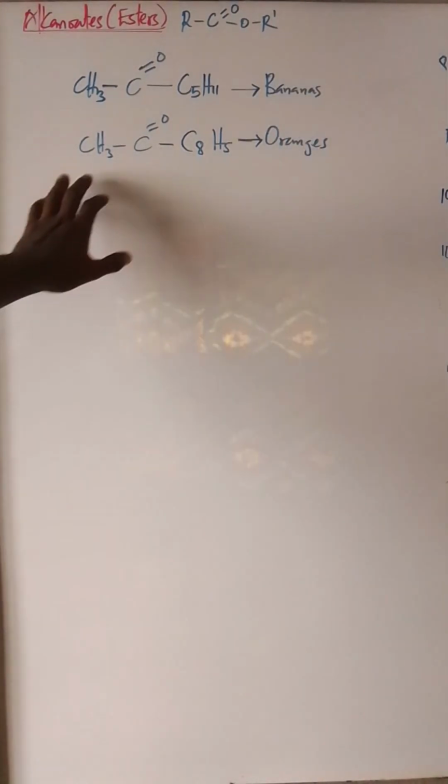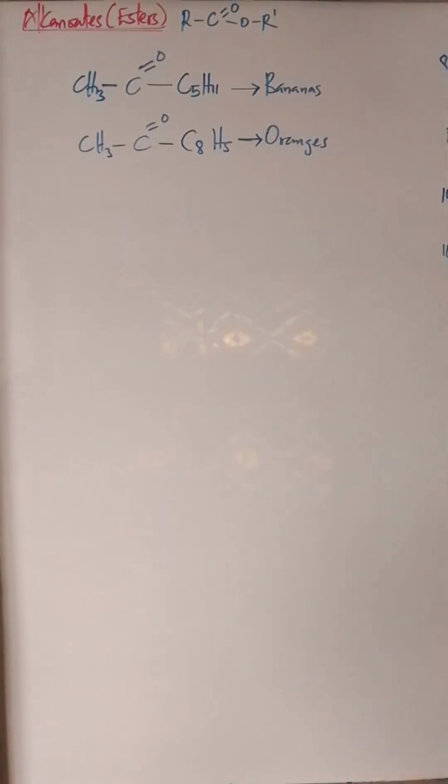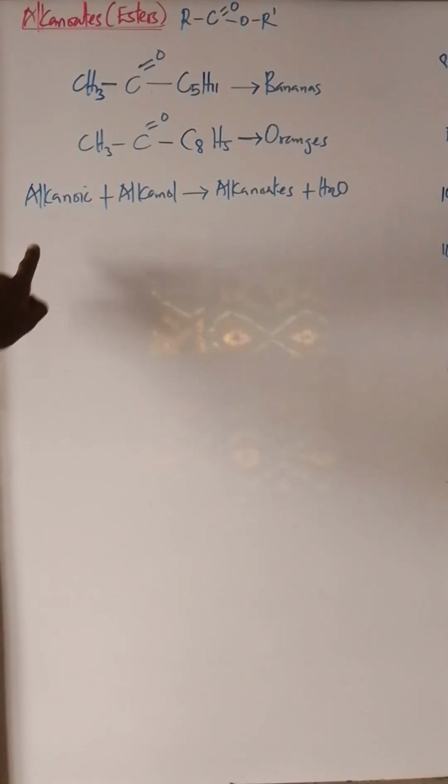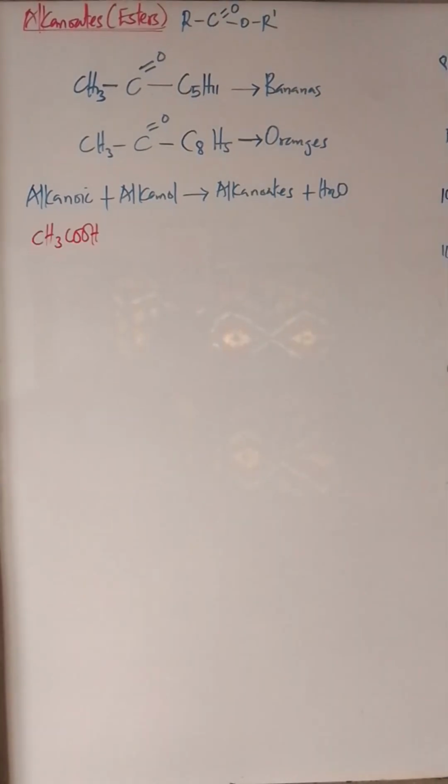Now the question is, how can we prepare this in the laboratory? Note, for these two alkyl groups, one of them is from the acid, meaning the carboxylic acid, while the other one is from the alkanol. This is the definition of esterification. So if I have ethanoic acid and ethanol, the ester formed will be what? Ethyl ethanoate. How? Look at this.